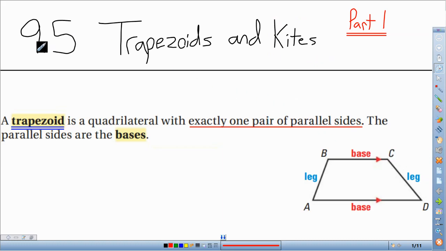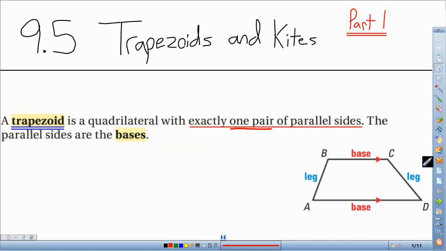Okay, so go ahead and get this title here and get the definition and a picture of a trapezoid, and then we'll get into it. Okay, so trapezoids, that's the focus of our lesson. What is a trapezoid? Here's what it says. A trapezoid is a quadrilateral, okay, so it has 4 sides, with exactly one pair of parallel sides. The parallel sides are the bases.